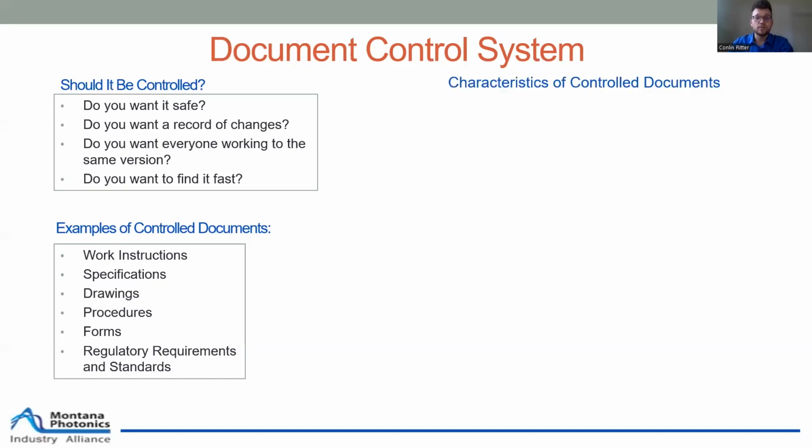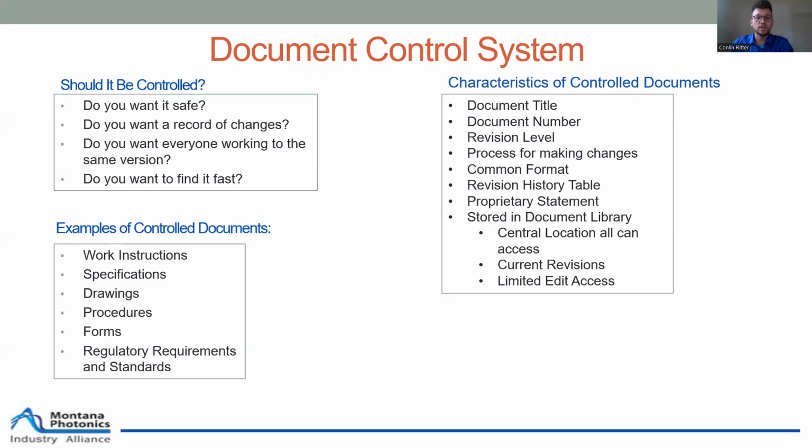Some common characteristics of controlled documents include a document title, number, and revision level, a process for making changes, that's the ECO process, a common format so that all your documents have a professional company template that you use, a revision history table as we saw before on the document, and you want to store them in a document library at a central location everyone can access that has the current revisions and limited edit access.